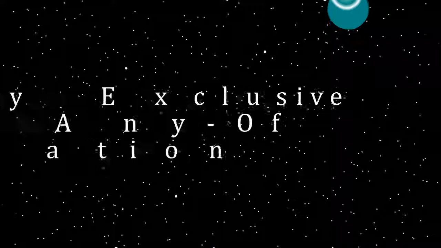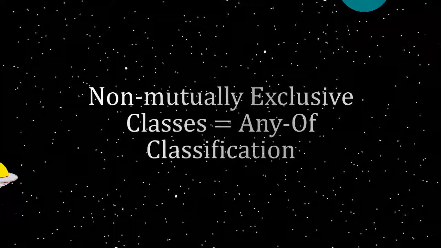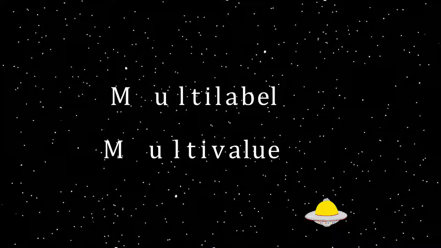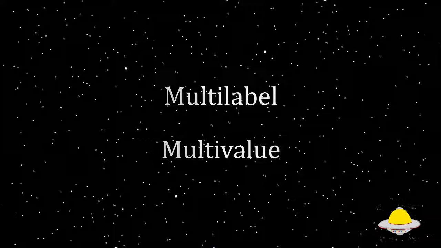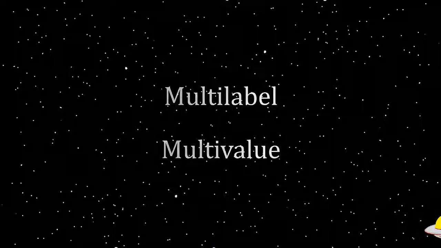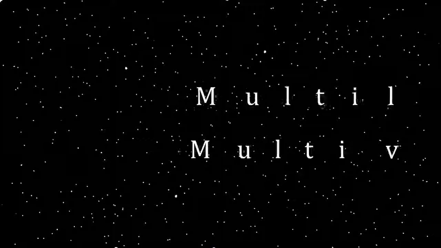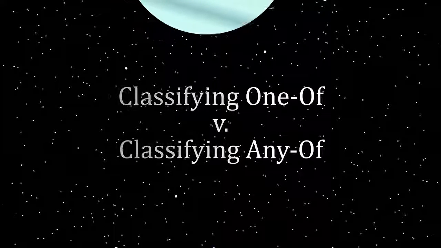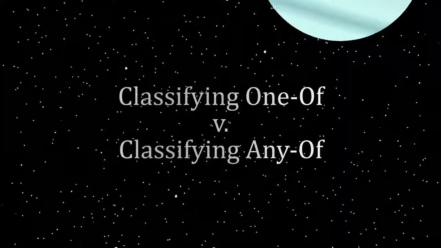However, in text classification, we are more likely to encounter what's called any-of classification. In any-of classification, the classes are not mutually exclusive. A document can be a member of one of them, many of them, or maybe not at all. This is sometimes called multi-label or multi-value classification. If we are dividing documents based on topics, often documents may touch on many different subjects and may fit into many classes. How to classify the document varies based on if we are dealing with a one-of problem or an any-of problem.